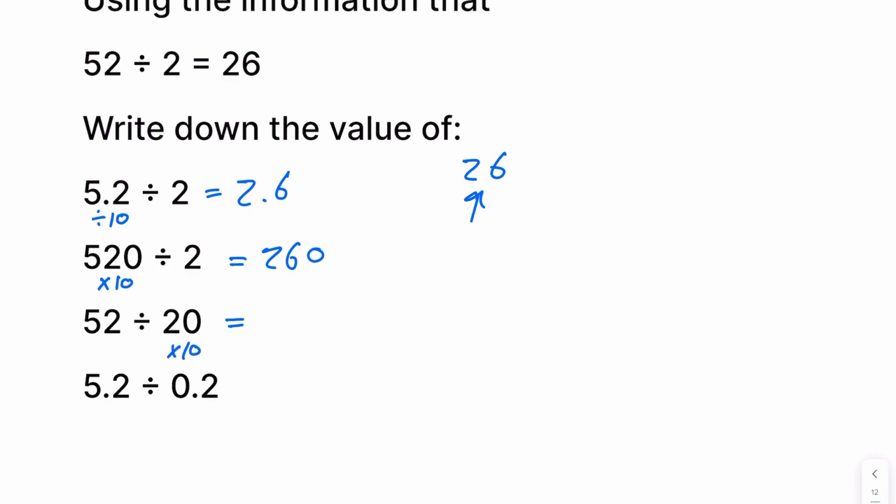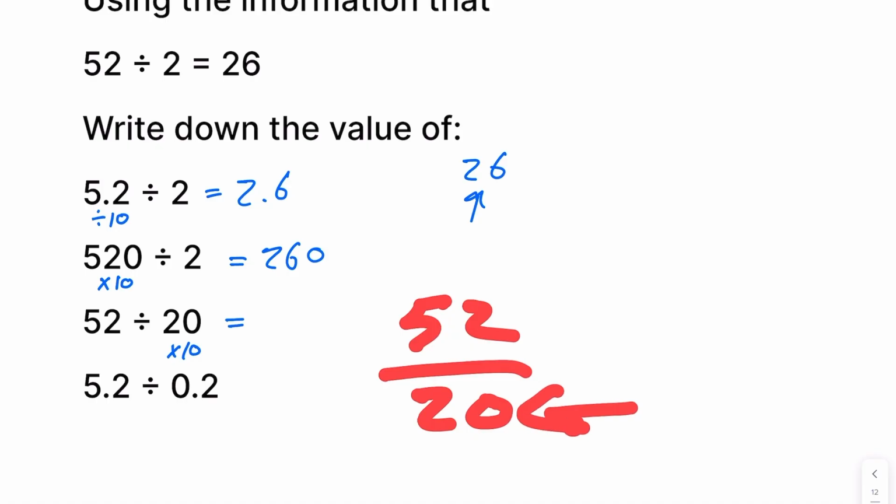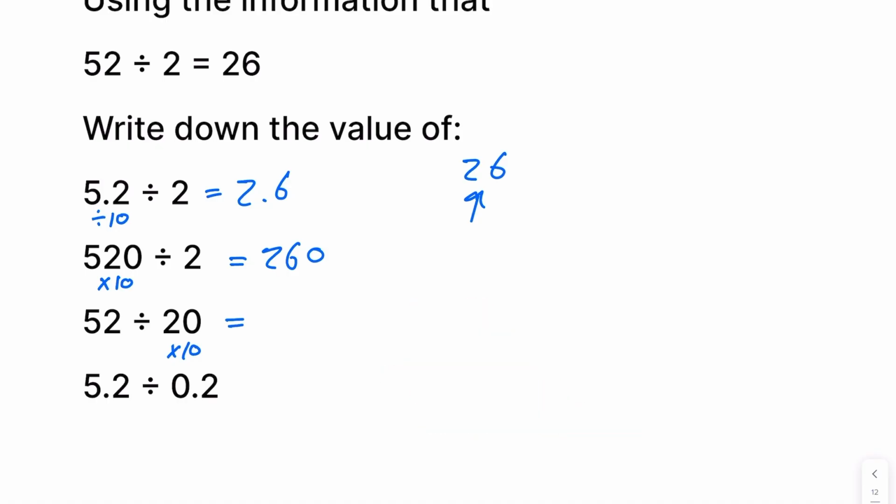Now this is where you need to take care, okay? This is the denominator. So if I wrote this as a fraction, it would be 52 over 20. Now whatever happens to the denominator, you do the opposite, okay? So because this says times 10, we are actually going to do divide 10 to get our answer. So the answer here is 2.6, okay?